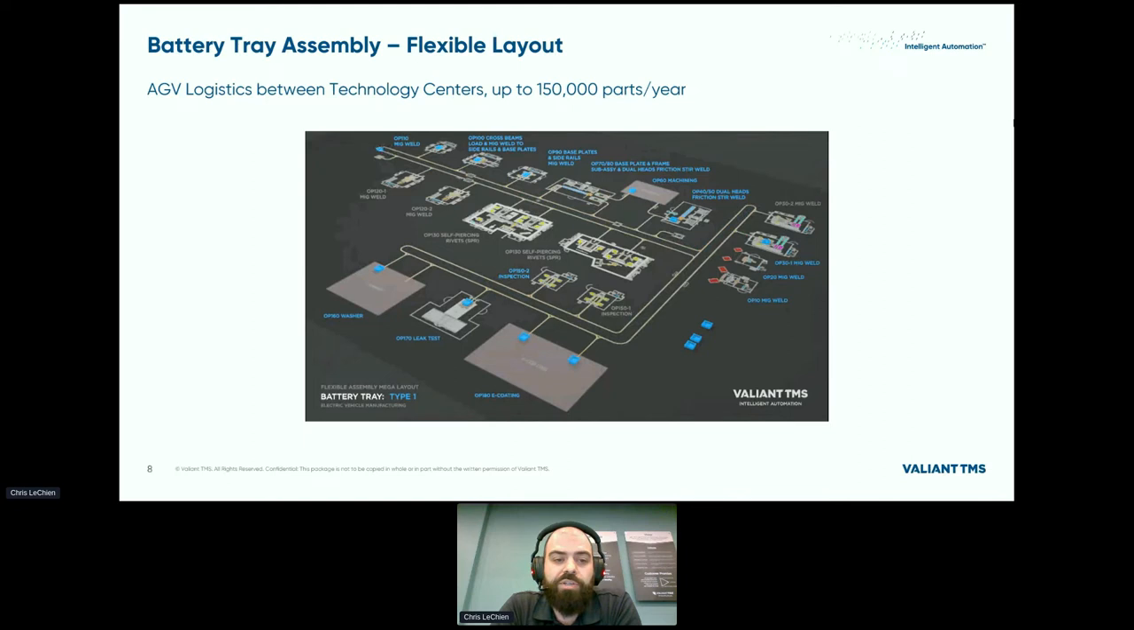As well, if the production volumes do make sense for AGVs right off the bat, there are systems such as the one being shown right now for mega layouts that can provide those higher production volumes.